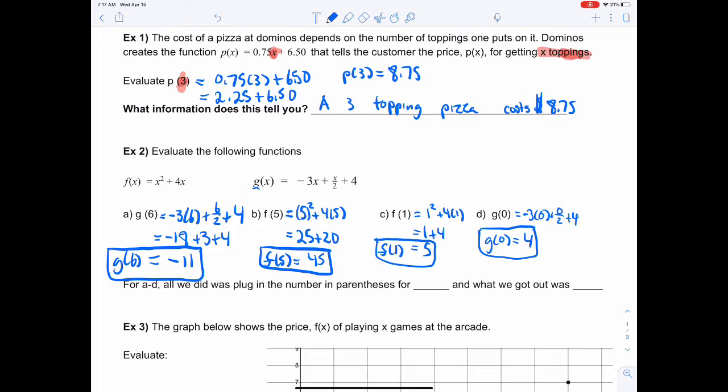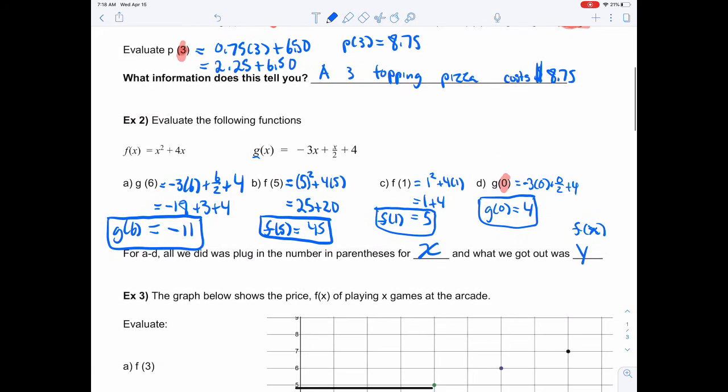Okay. So for A through D, all we did was plug in the number in parentheses for what? Like for this, the last one we just did, the g of 0. What did we do with that 0? The number in parentheses. We plugged it in for x. And what we got out was a y, which is really just like f of x. F of x and y are the same thing.